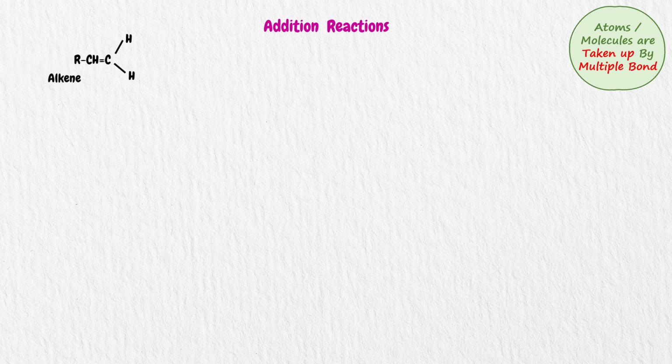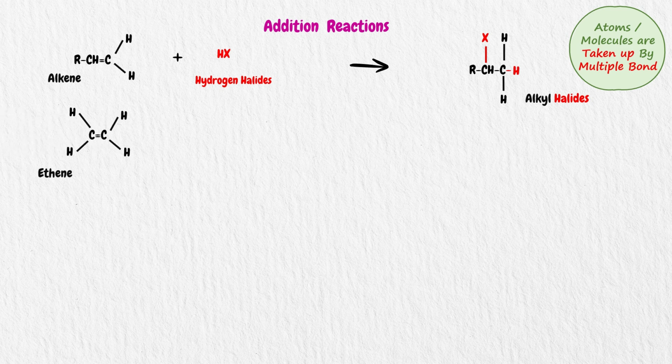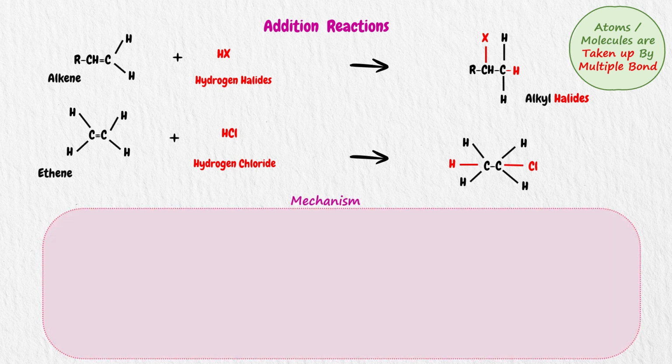Alkenes, having double bond between carbon atoms, react with hydrogen halides to form alkyl halides. Halides mean fluorine, chlorine, bromine, iodine. Ethene reacts with hydrogen chloride. So product will be formed by addition reaction. This addition reaction takes place in two steps.